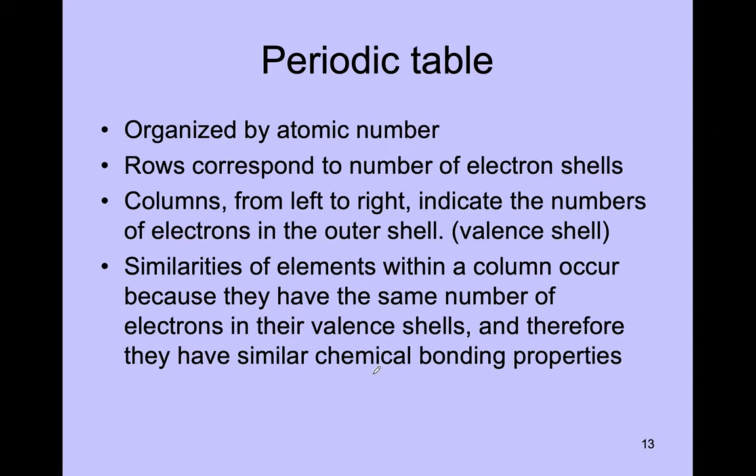Now the periodic table is organized by the number of protons. Each individual row corresponds to how many electron shells those atoms have. The columns from left to right indicate how many electrons are in that outer shell. So remember, we have the inner energy shell 1 and then energy shell 2. As we move down through the periodic table, getting into higher atomic numbers, you're going to have energy shells 3, 4, and 5.